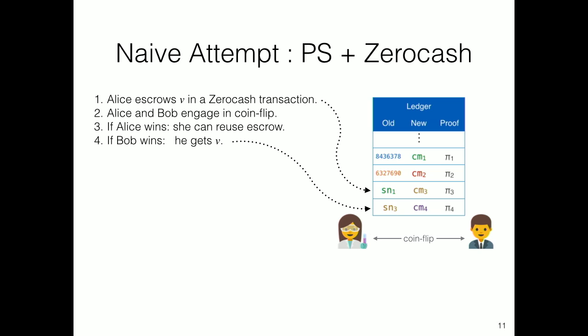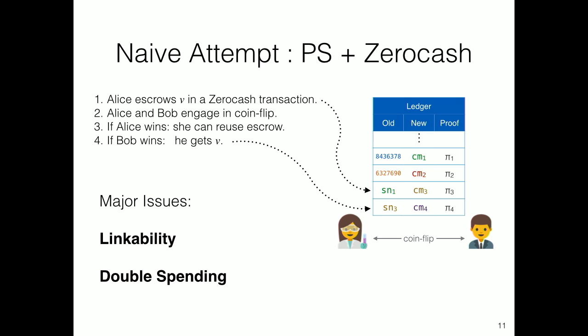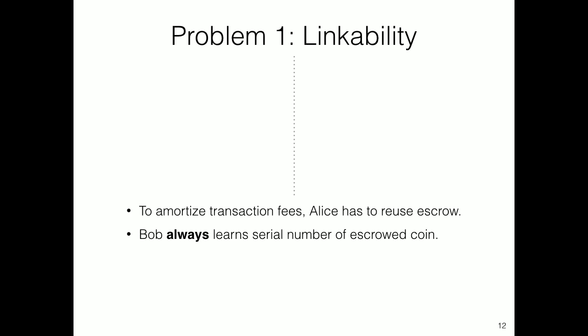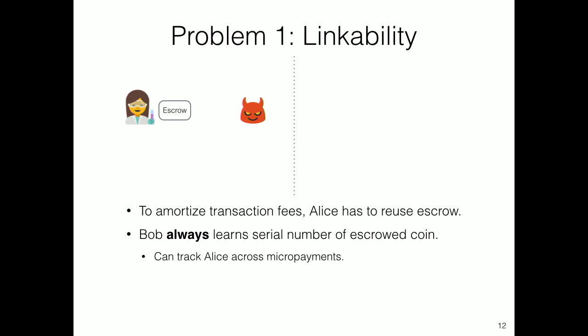Why doesn't this work? Well, we have two major issues. Alice doesn't actually have much privacy, and she can double spend. So let's dive into some more detail. The problem is that for every transaction, Bob gets to look at the escrow and learns the serial number of the escrowed coin. So this leads to two kinds of attacks.